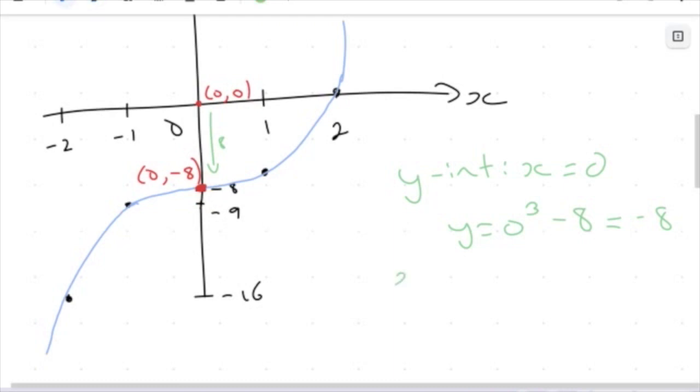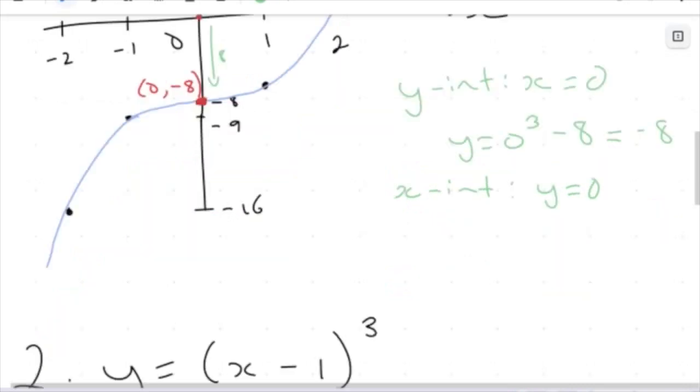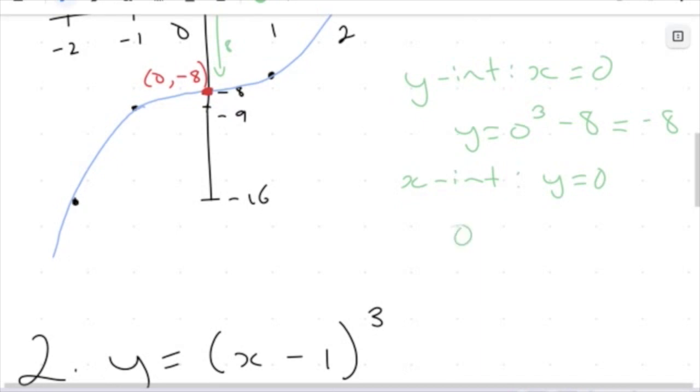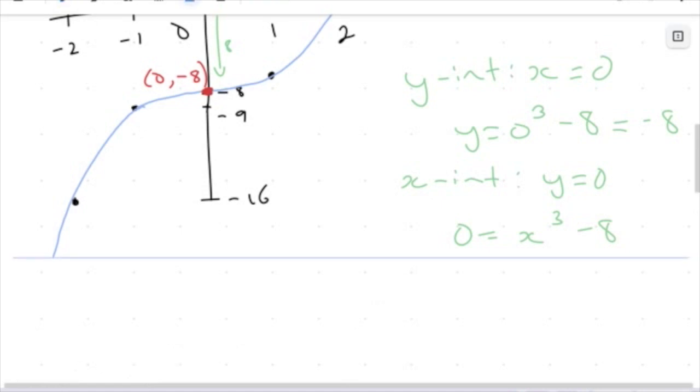Let's check the x-intercept. We get that when y equals 0. So that means that 0 is going to equal x cubed minus 8. Now this becomes a cubic equation that we can solve. Remember, we've done these before. We want to isolate the x on its own. So first I want to get the x cubed by itself. So I'm going to add 8 to both sides.